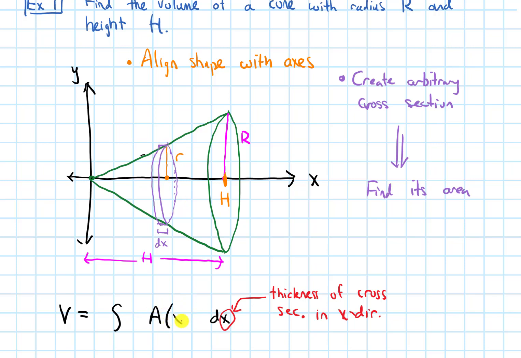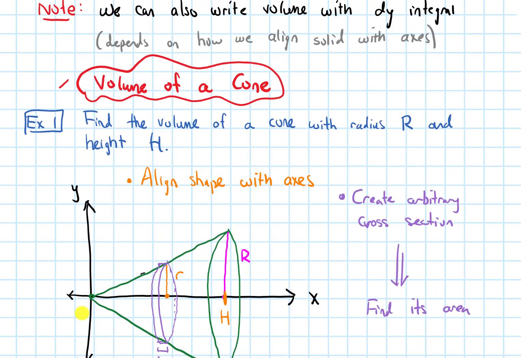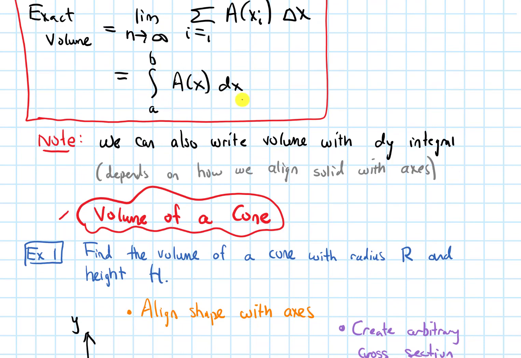So this is going to be the area of x. It needs to be in terms of the variable x because it's the dx integral. And what does x go from here? Well, it starts at 0, and it goes until h. Okay, so we are just using this formula that we had in the last video for the exact volume.